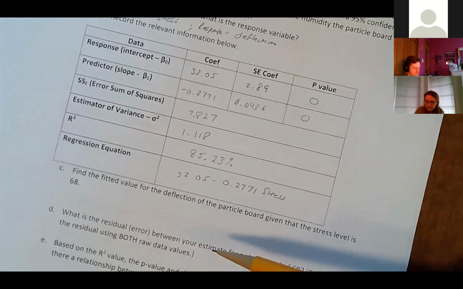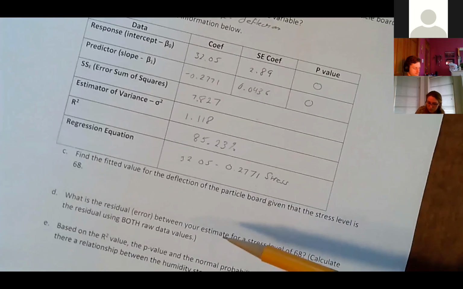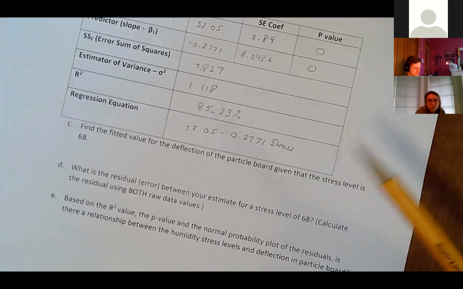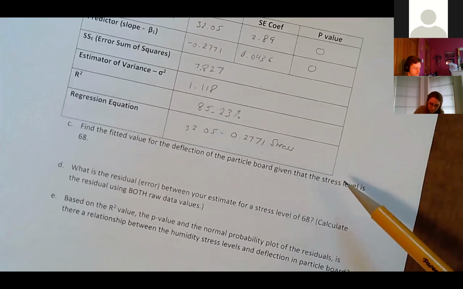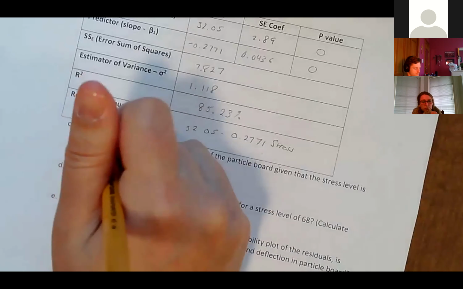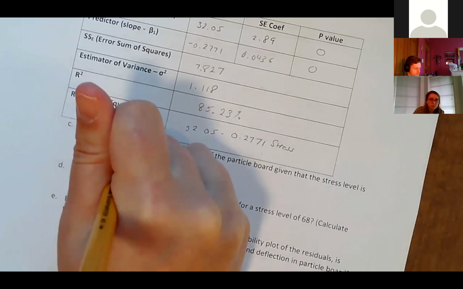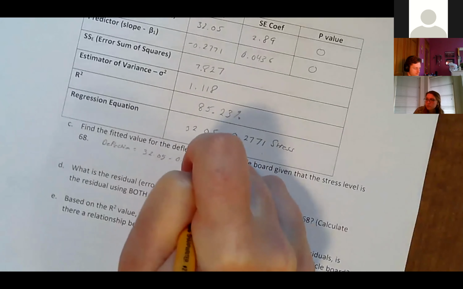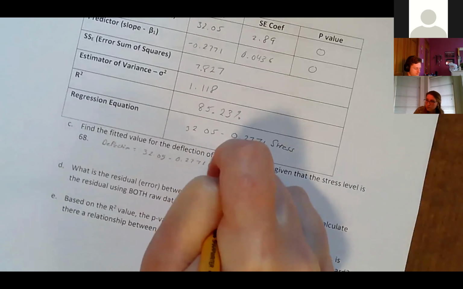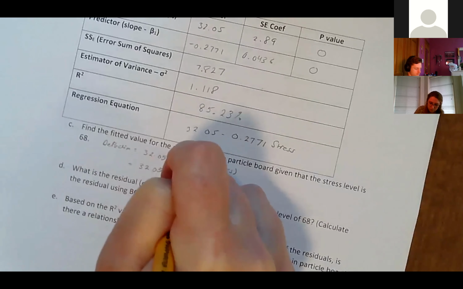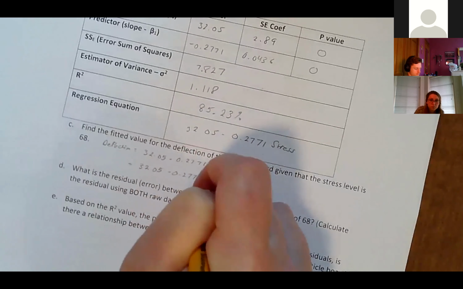And then I'm going to actually play around with the regression model and see how well this does. And I gave myself no room on this page, so we're going to have to flip it over probably. So it says if the stress level, if X is equal to 68, find the deflection. So deflection is equal to 32.05 minus 0.2771 times stress. I'm going to substitute in my actual value that I was given, which was 68.